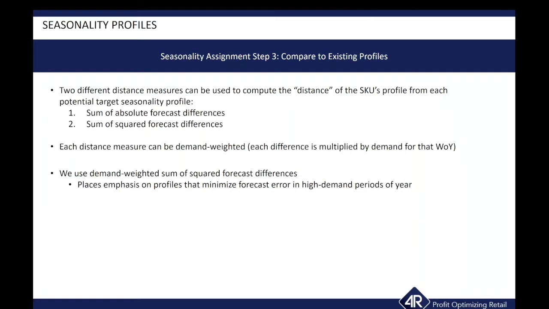So here we will examine two different distance measures that can be used to compute the best fit profile for each candidate SKU. The first is the sum of the absolute forecast differences, and the second is the sum of the squared forecast differences. Each of these distance measures can be demand-weighted, meaning that each difference is multiplied by demand for that week of the year. We at 4R use demand-weighted sum of the squared forecast differences, which places an emphasis on profiles that minimize forecast error in high demand periods of the year.